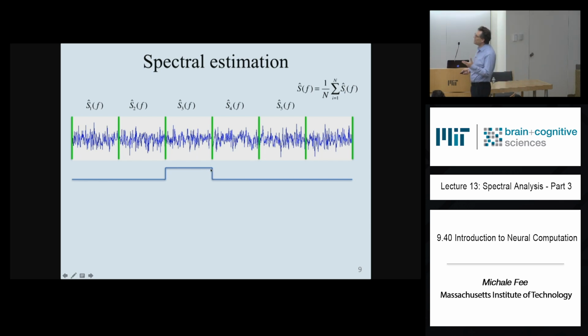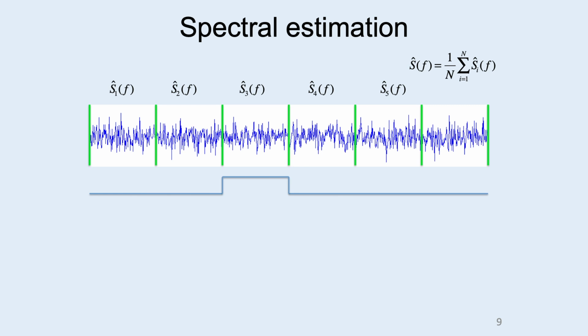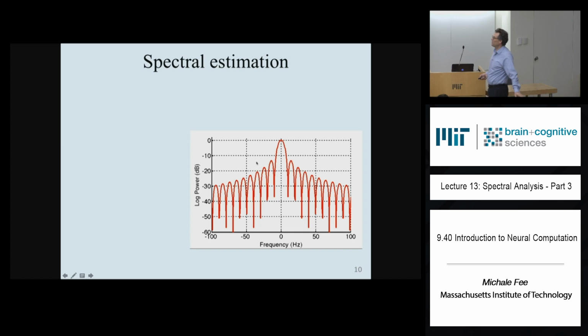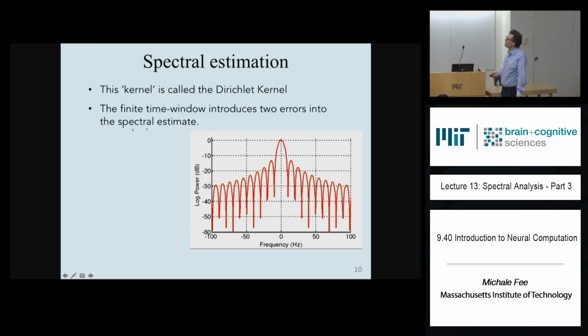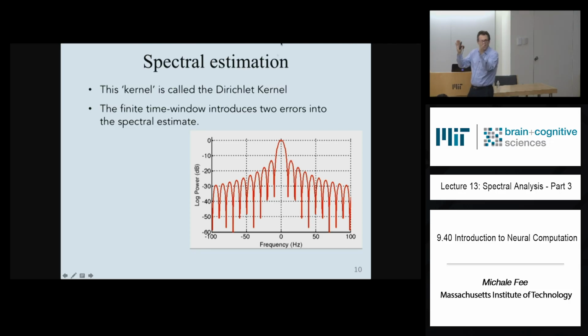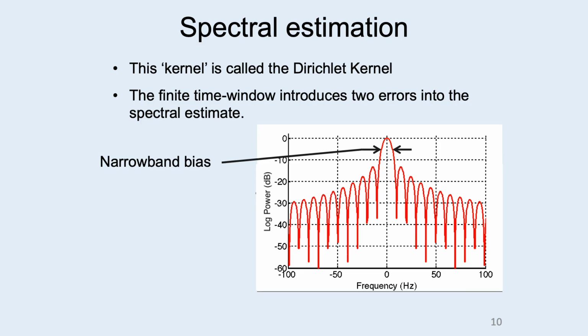You know that when you take a signal and you multiply it by a square window, what have you done? You've convolved the spectrum of this original signal with the spectrum of this square pulse. And that spectrum of the square pulse is really a nasty looking thing, right? It is this, what we call the Dirichlet kernel, which is just the power spectrum of a square pulse that we just talked about. Okay, so that's called the Dirichlet kernel. And using a square pulse to select out a sample of data introduces two errors into your spectral estimate: narrowband bias.